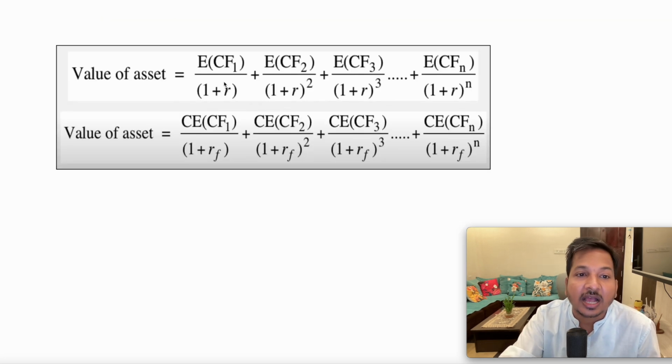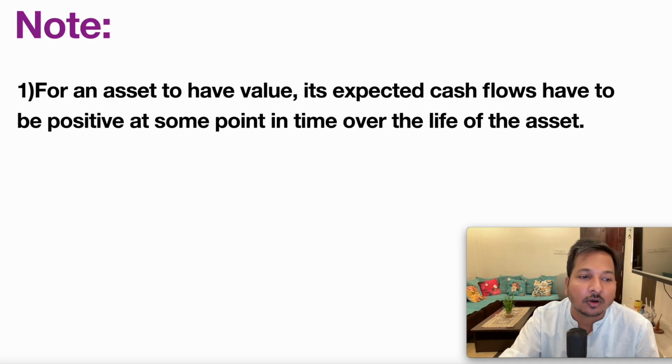So you can use either the expected cash flow or the certain cash flows. If you are taking certain cash flows, the discount rate will be lesser than the earlier R value. RF is lesser than the R value. So both these numbers will give you the value of a stock. You have to note some points: for an asset to have value, its expected cash flow should be positive at some point in time over the life of the asset.